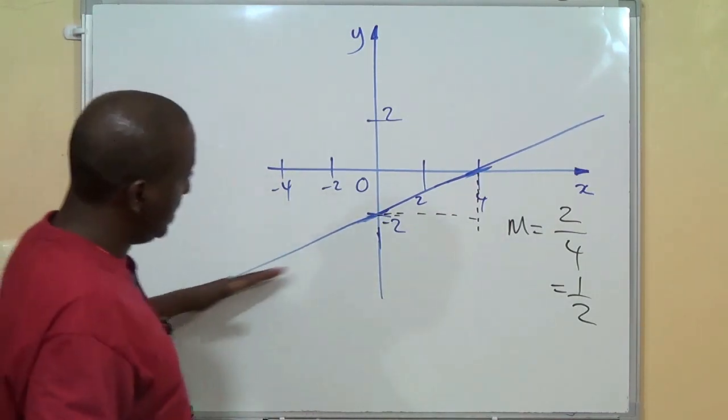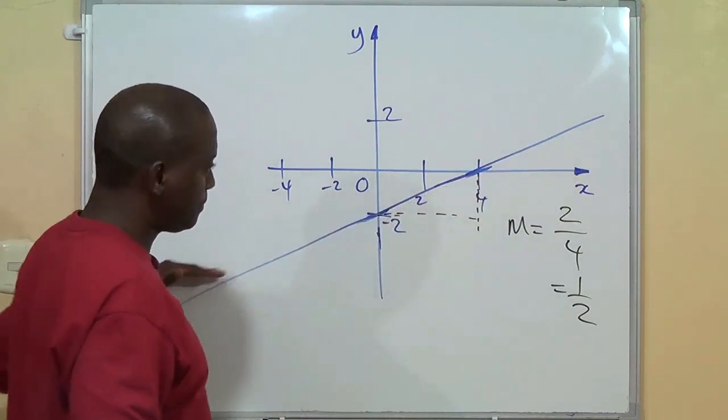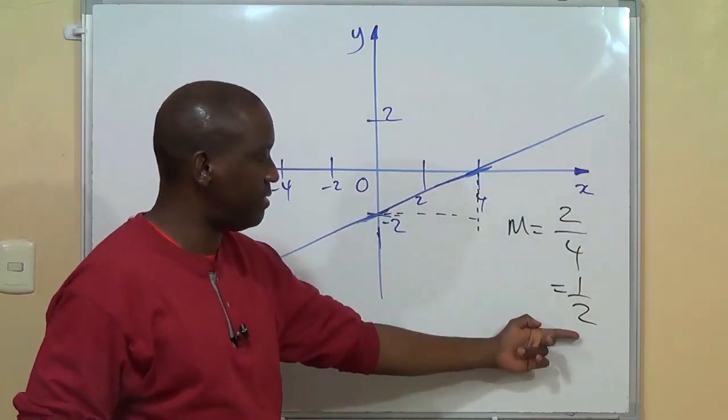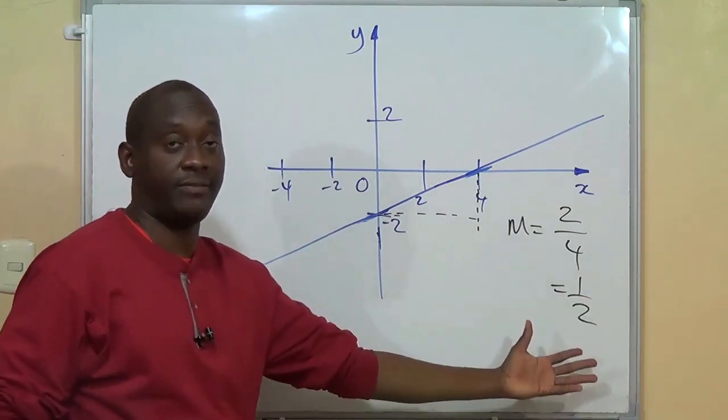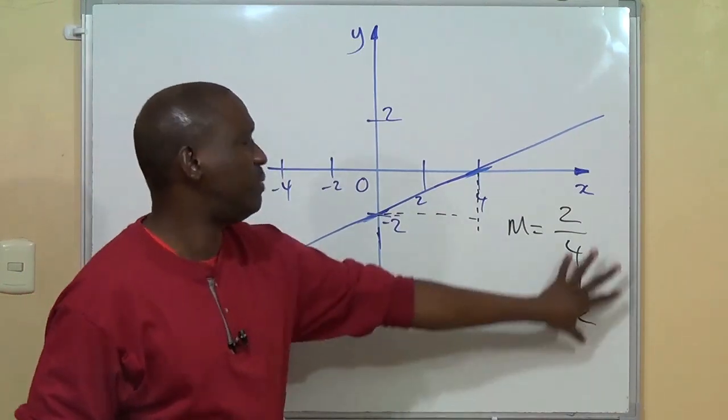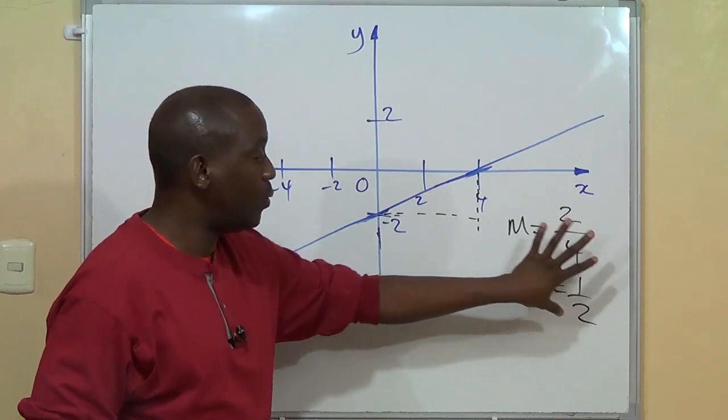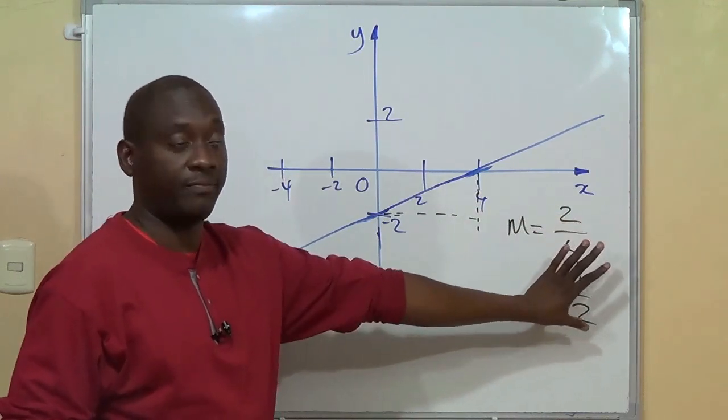And the orientation of the line is in this direction, so we know that the gradient is positive, as opposed to if it was in this direction, the gradient would have been negative. So without going into too much write-up of the formula, we could get the gradient as a half.